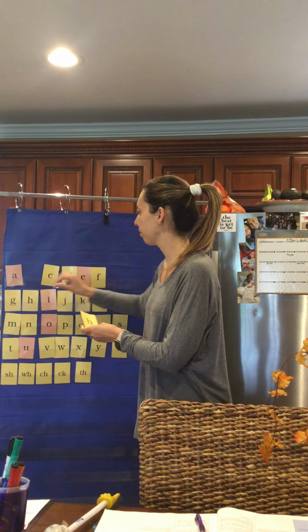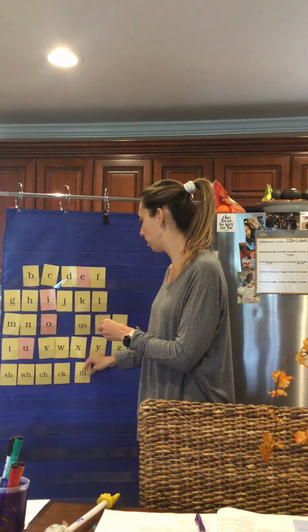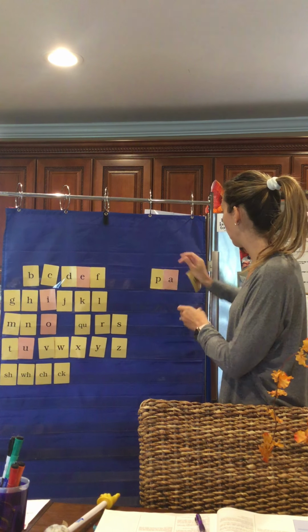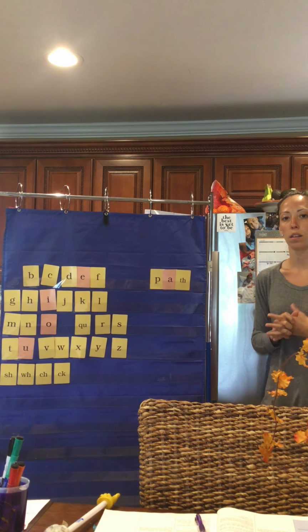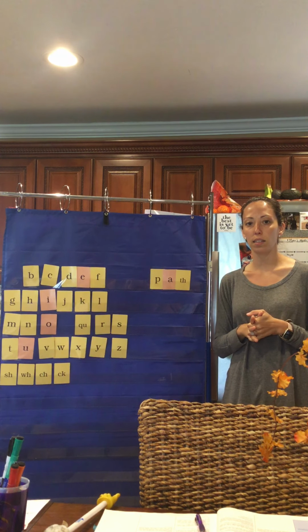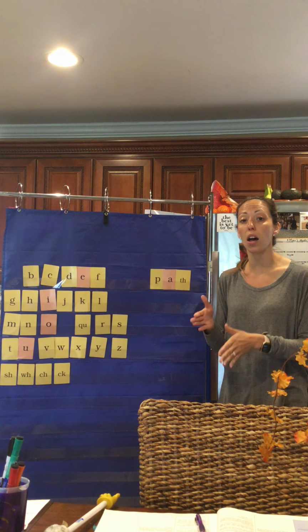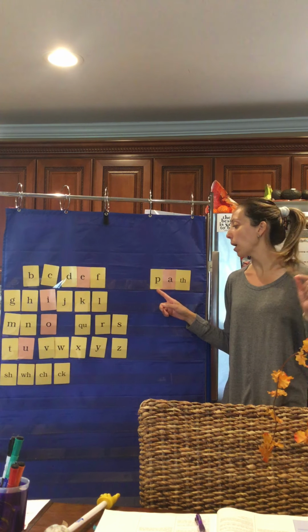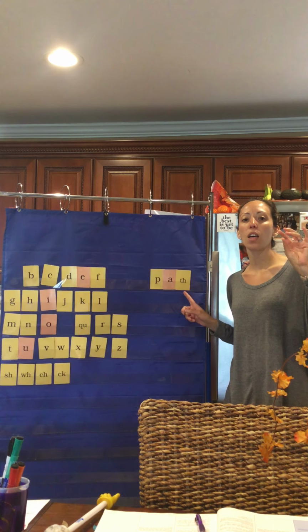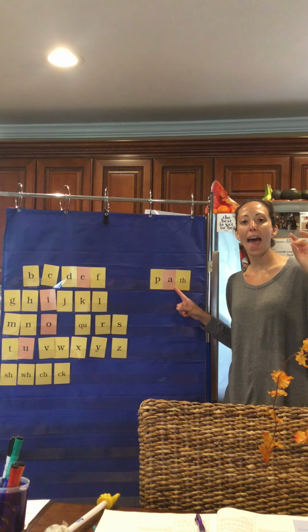Okay. I have two more. Okay. Here's our next one. What word do you think that is? Amazing. Path. Excellent. Like I walk on the path in the park. So let's tap and blend this together. Here we go. Path. Excellent. One more time. Path.